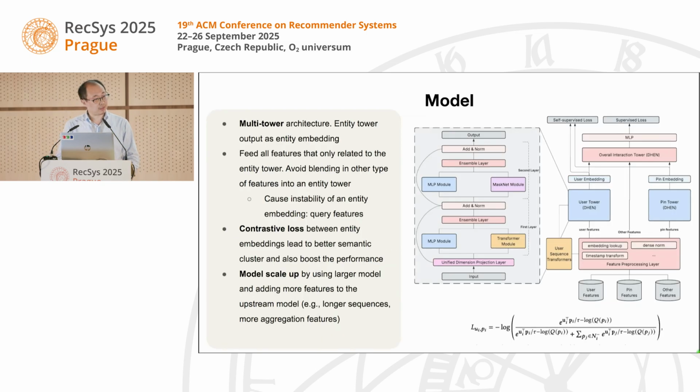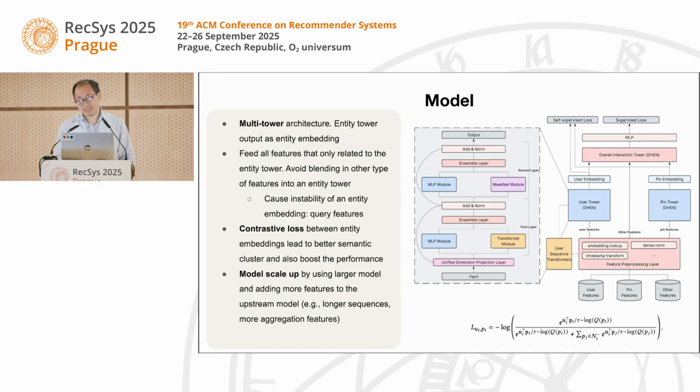Let's take a little deep dive into how we design the model. We adopt a multi-tower approach. So the tower output will be the entity embedding. And one thing I want to point out is that each tower should only accept the features of its own type. This tries to keep the stability of the embedding instead of just blending everything from other types. And then we can combine with other features and feed everything into the overall interaction tower.